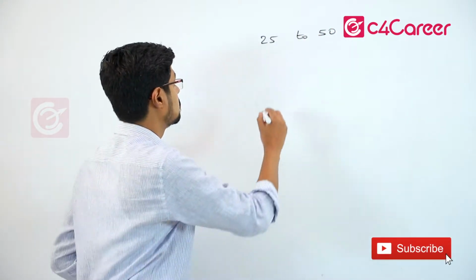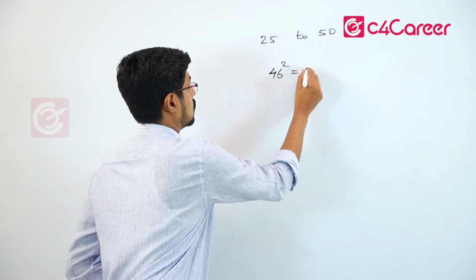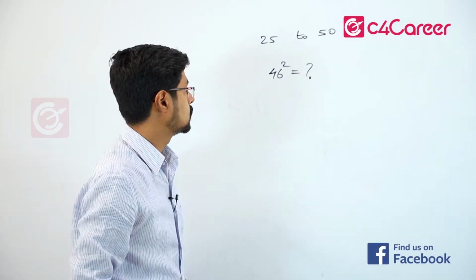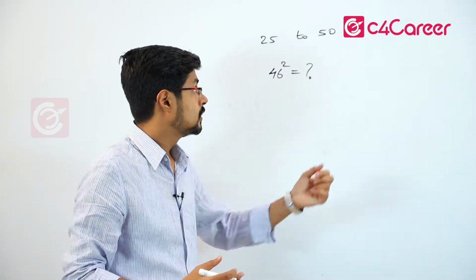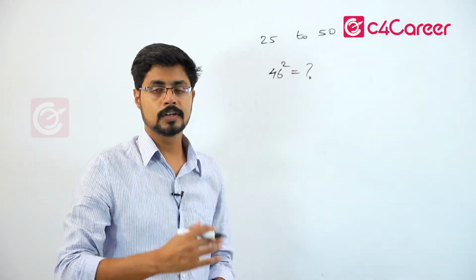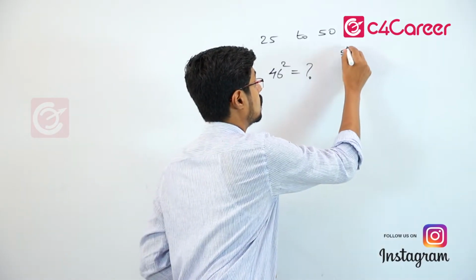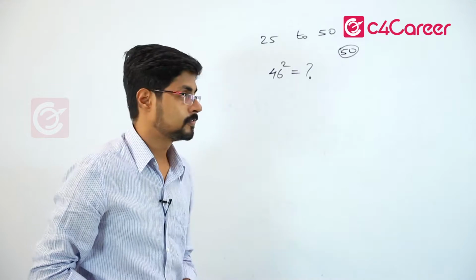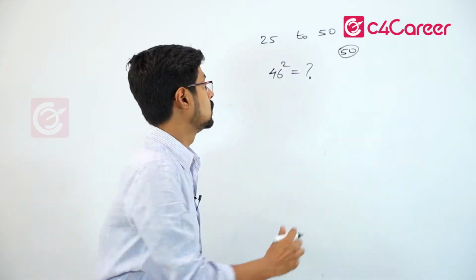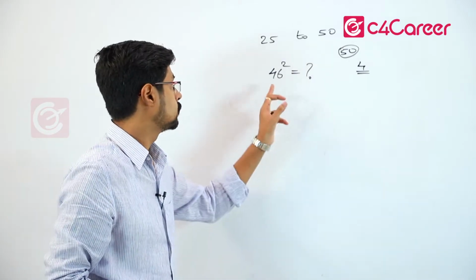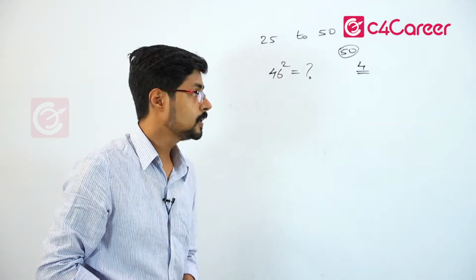Let's take an example. 46 square. So how do we find 46 square? I told you last class, if the number is very near to 50, we don't go for the difference from 100, we go for the difference from 50. What is the difference from 50? 46 and 50, the difference is going to be 4.